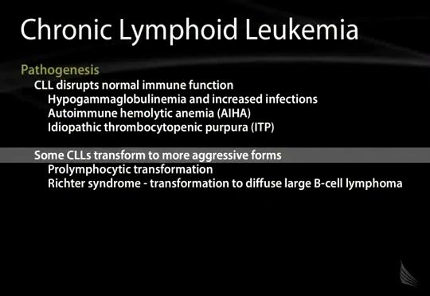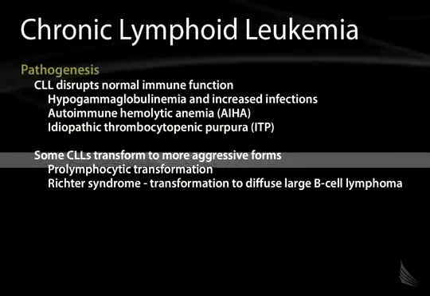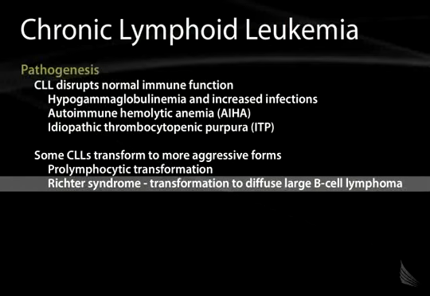Some CLLs can transform to more aggressive forms, just as CML transformed into AML in a blast crisis. You can have a Richter's transformation from CLL to a diffuse large B-cell lymphoma, which we will discuss in the lecture about lymph nodes, spleen, and thymus.